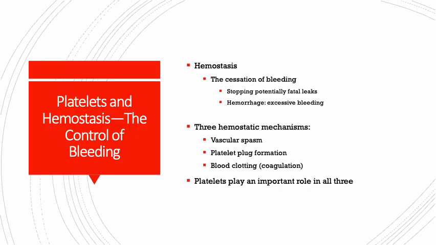So when something is bleeding and it stops, it's called hemostasis. So that means just cessation of bleeding. Okay, so platelets play a huge role in stopping bleeding. They can stop potentially fatal leaks. The smallest cut can become fatal if it just continues to bleed over time, right? So platelets plugging that, stopping the bleeding is huge. When there is a massive amount of bleeding, platelets usually don't help much with that because it's too much at one time to fix. But that is called a hemorrhage, excess bleeding. So during hemostasis, there are 3 mechanisms. First, there's a vascular spasm, then a platelet plug formation, and then your blood clots. And platelets are important in every one of these steps.